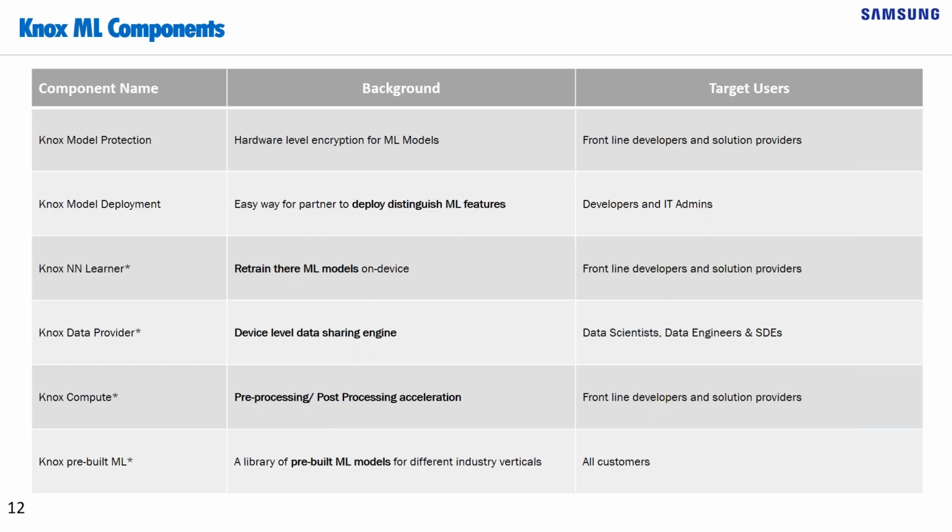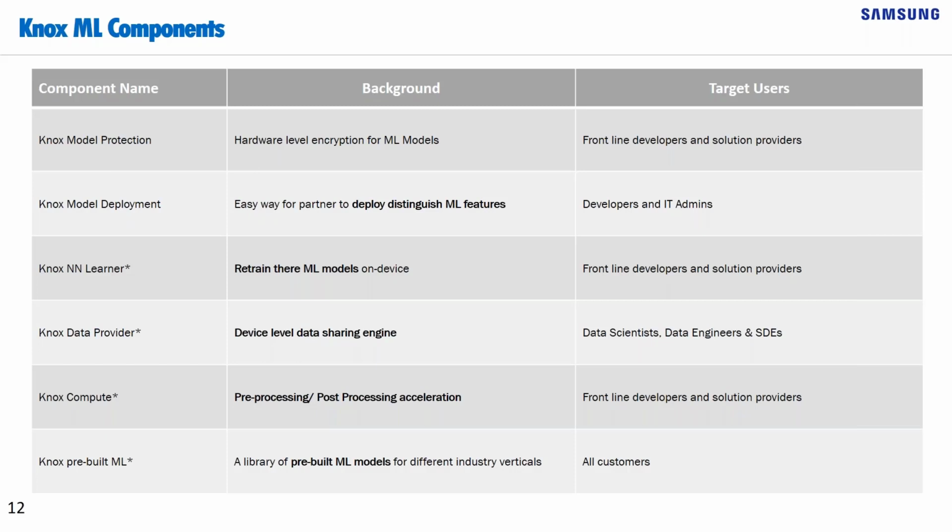Next is Knox model deployment. This is the component which I talked about. You can separate your application lifecycle from the model lifecycle. You can easily redeploy, update, or delete the model remotely. You don't have to update your application for model updates. So you can get frequent model optimizations and update them back to the device without an application update. It will be a silent feature for the user. The user will never come to know.